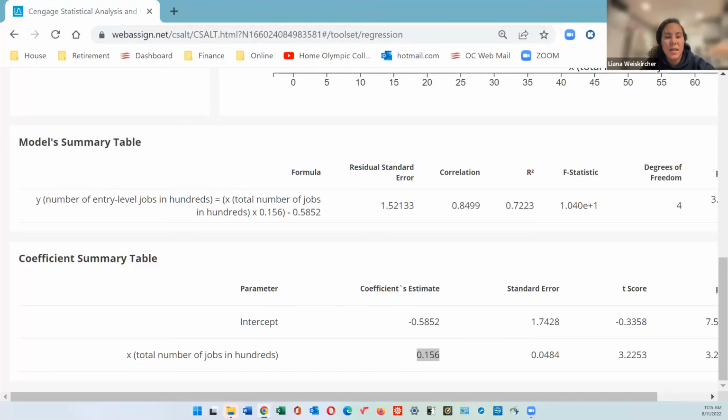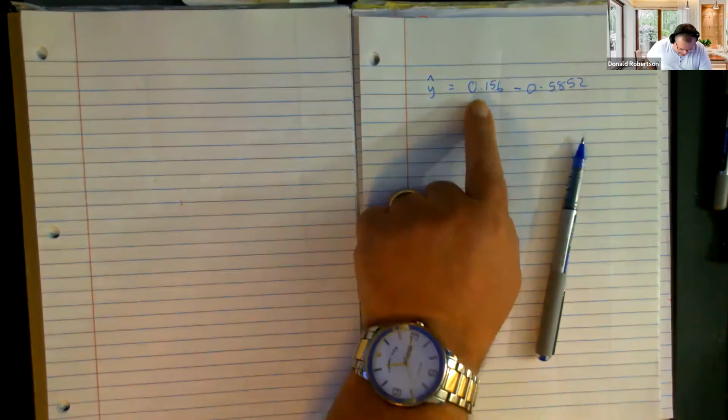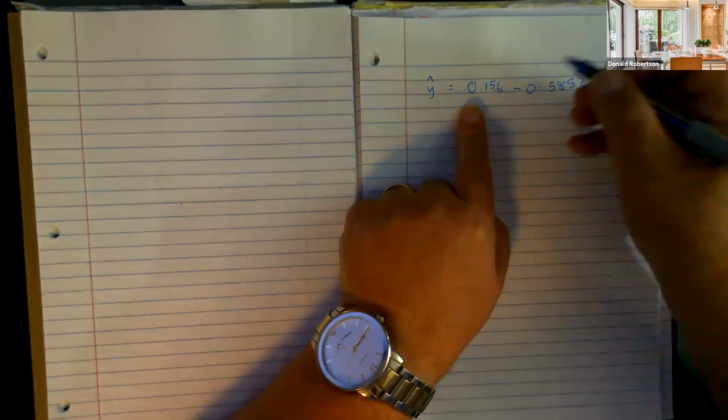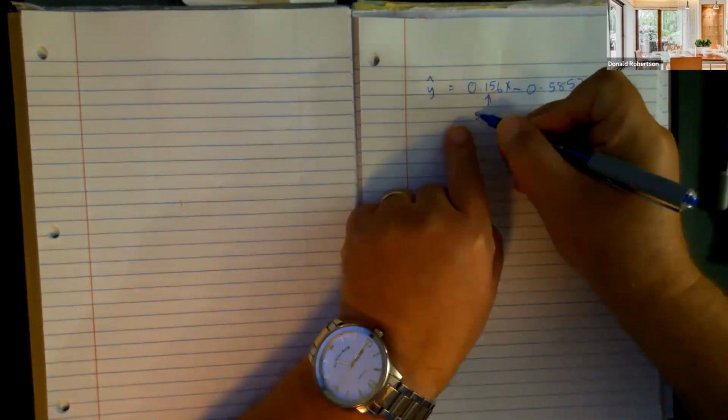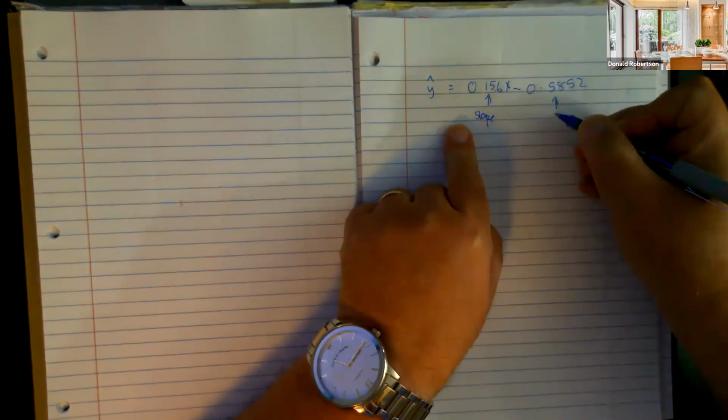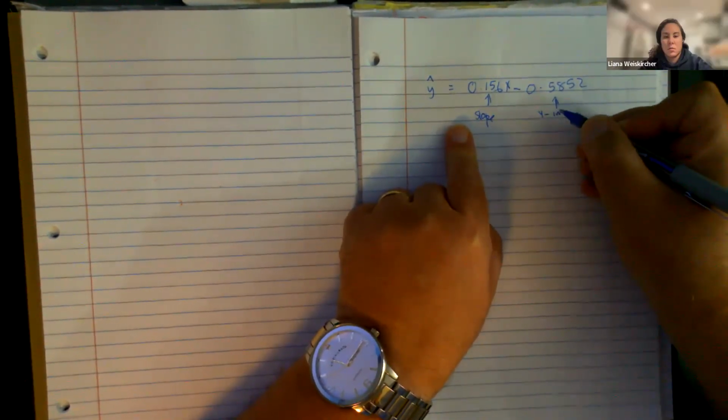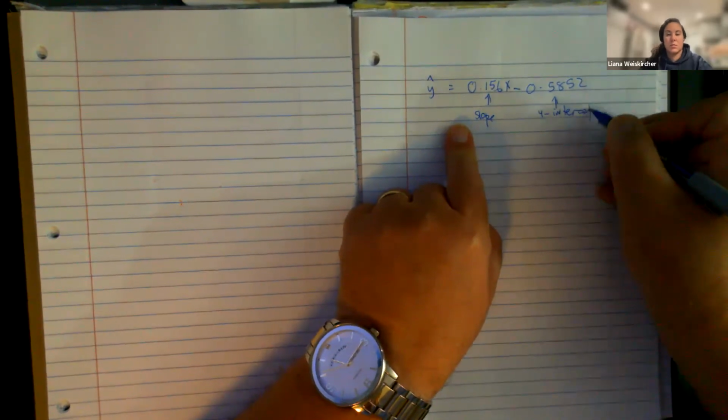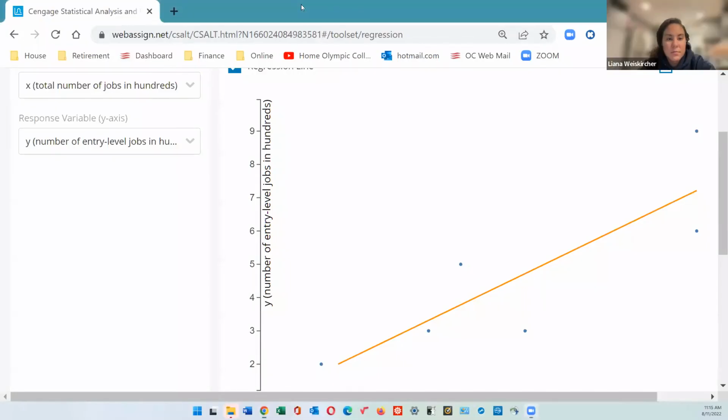Now let me return to the thing. What button did you press to get that information? I'll go back and show it in a second. That's the slope, and that's the intercept. Really it should be called the y-intercept, but they just call it the intercept. So those are 2 numbers that you would want to get. Now, let me return back and show you what buttons I pressed, Liana, to get there.